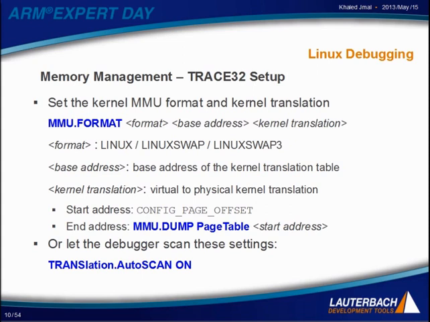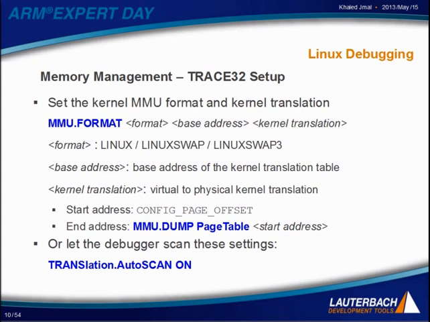And with mu.format, you specify the start address. First, the format of this kernel page table. This depends on the Linux version and on the configuration. For example, for ARM, you have 3 formats: Linux, which is the standard one, and if you have a swap table, it will be Linux swap if you are using a 2.6 kernel, and Linux swap 3 if you are using a 3.x kernel, because the format has been slightly changed with later versions of 2.6.